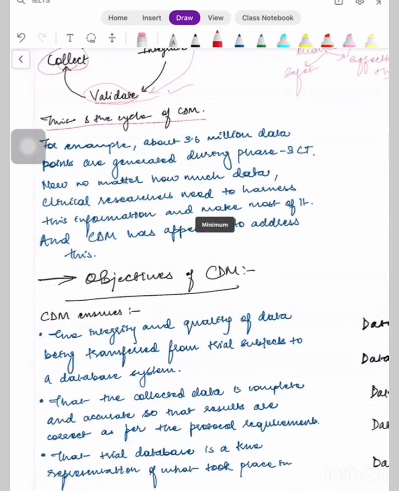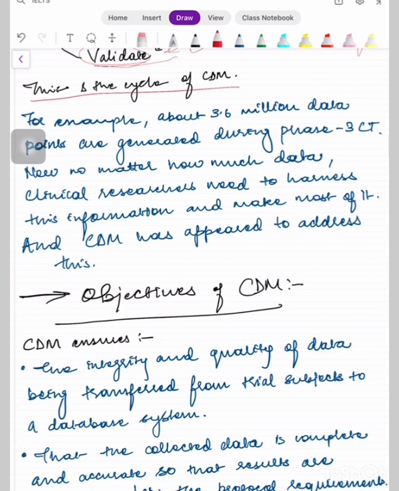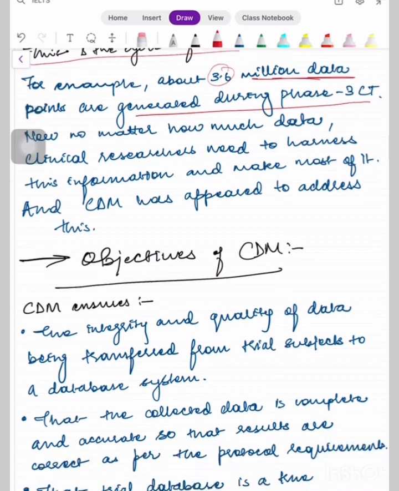For example, about 3.6 million data points are generated during phase 3 clinical trials. Now, no matter how much data there is, clinical researchers need to harness this information and make the most of it, and CDM has appeared to address this. So 3.6 million data points are generated during a phase 3 clinical trial, and however much there is, the clinical researcher needs to harness this information and make the most of it.